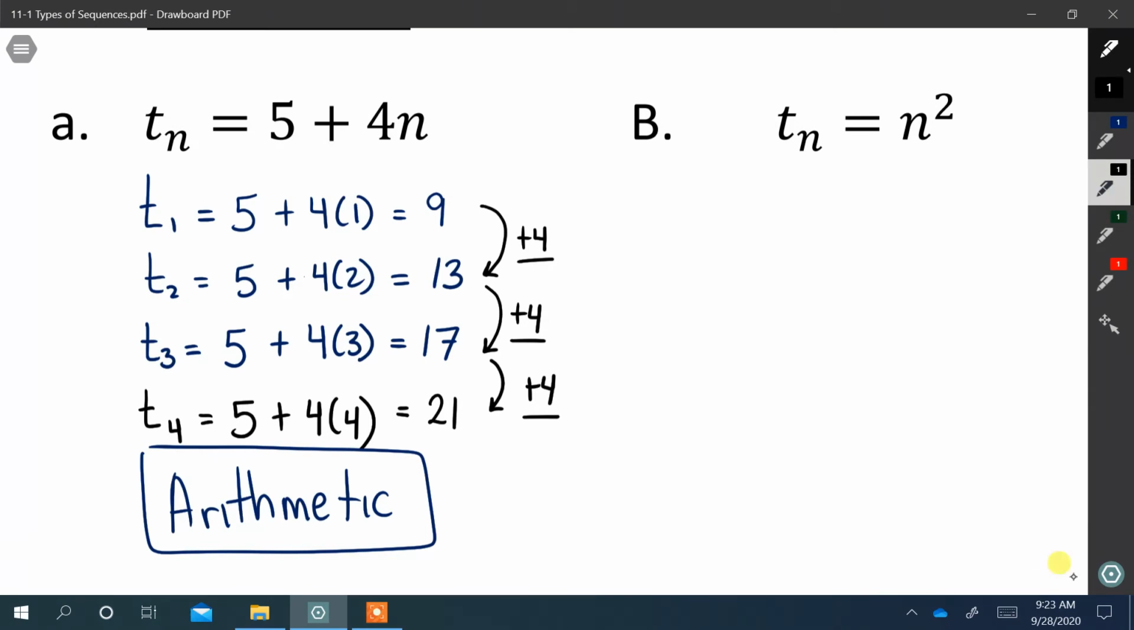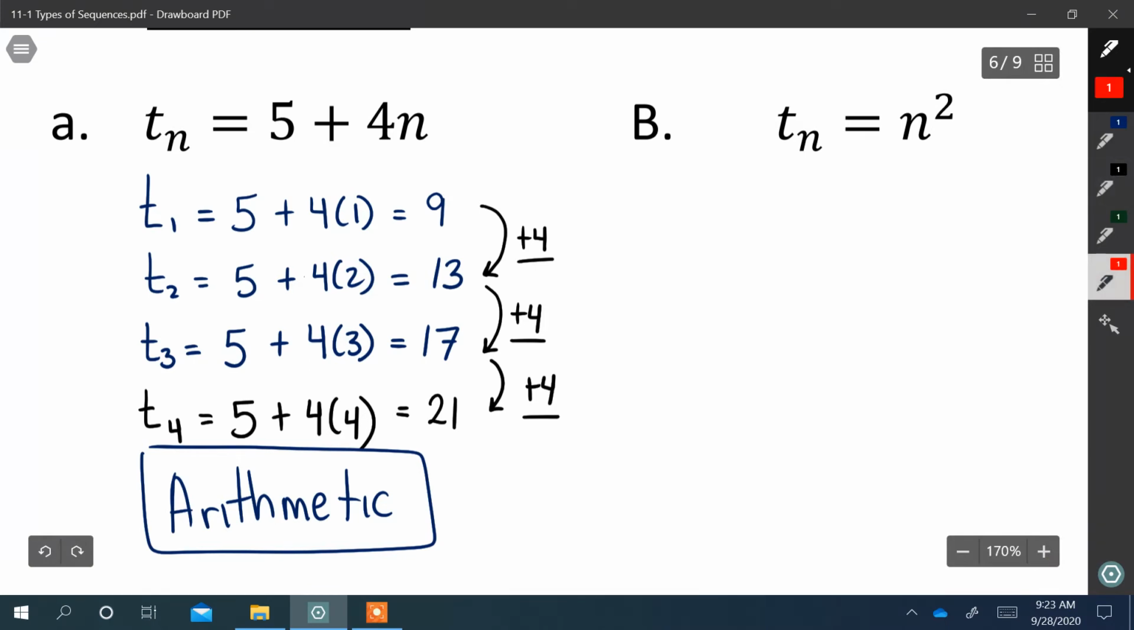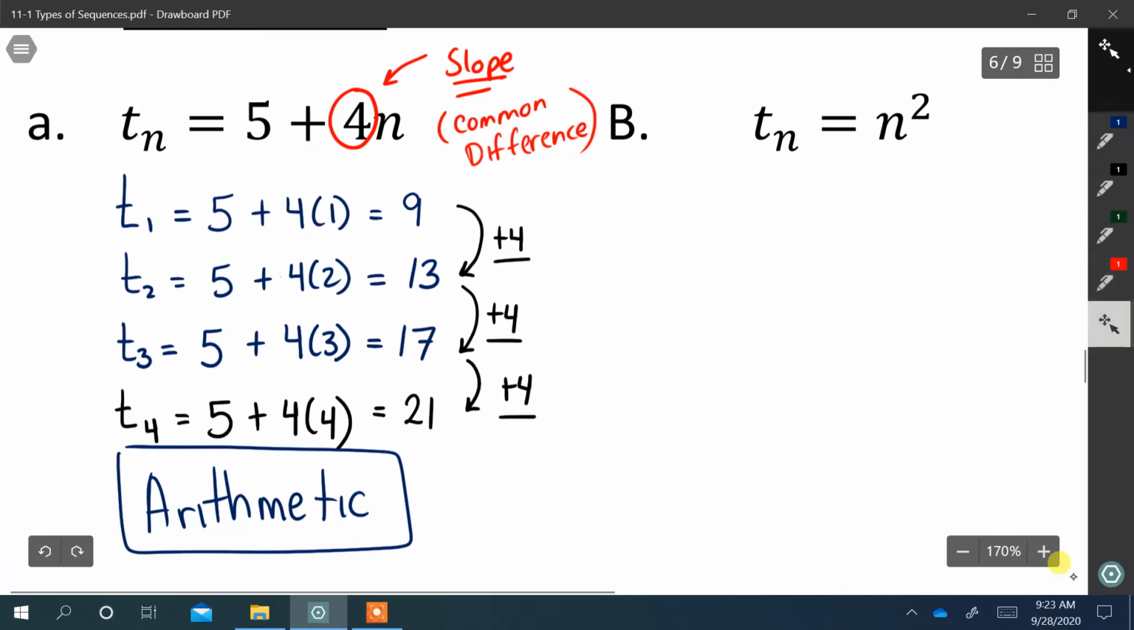Now, the reason why you can tell that this is definitely arithmetic is because we have a 4 right there. That looks like the slope. The slope is another way we can say the common difference. So we could actually graph this if we wanted to.